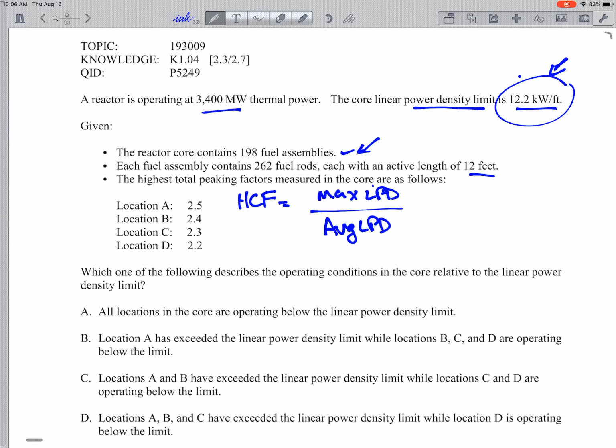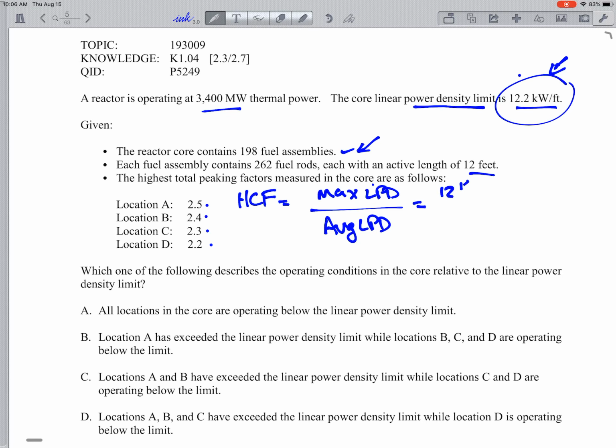So the limit for maximum LPD divided by the average linear power density is going to be the maximum hot channel factor that you can have. Any hot channel factor, any of these numbers A, B, C, or D, that is greater than the hot channel factor max is going to exceed the limit, if that makes sense. So let's find that. We've got 12 kilowatts per foot, and we're going to divide that by a number, and that number is going to be 3400 times 10 to the 3 kilowatts.